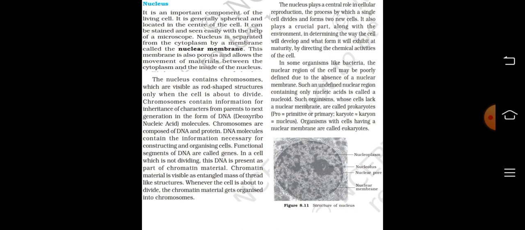In some organisms like bacteria, the nuclear region of the cell may be poorly defined due to the absence of nuclear membrane. Such an undefined nuclear region containing only nucleic acid is called a nucleoid. Such organisms whose cells lack a nuclear membrane are called prokaryotes. Organisms with cells having a nuclear membrane are called eukaryotes.